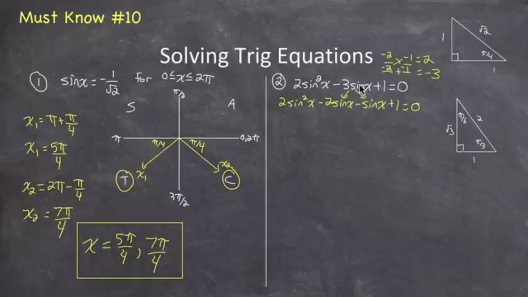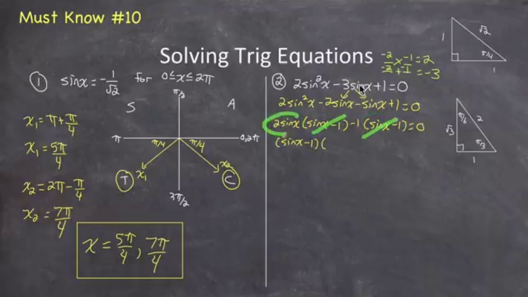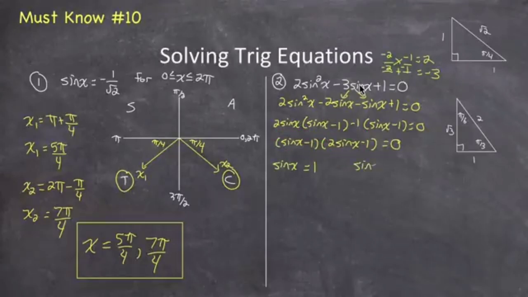And now I would factor by grouping. I would take a 2 sine x from the first two terms and take a negative 1 from the last two terms. I can take out this common binomial of sine x minus 1. And after I take that out, I'm left with 2 sine x minus 1 as my second factor. Now this product would be 0 if either of these factors were 0. The first factor would be 0 if sine x was equal to 1, and the second factor would be 0 if sine x was equal to a half.